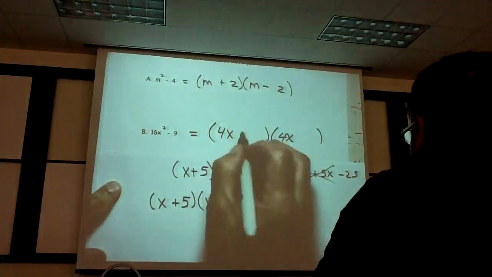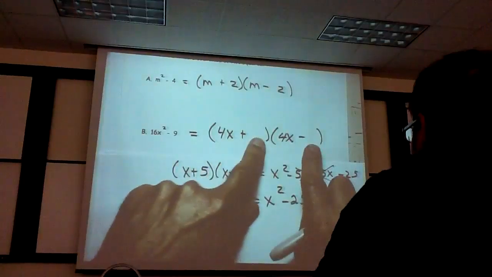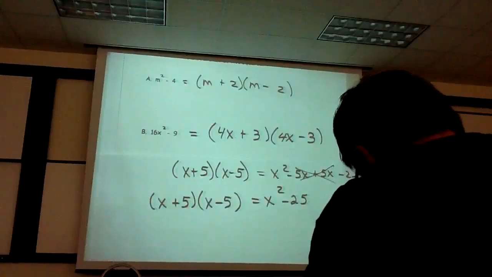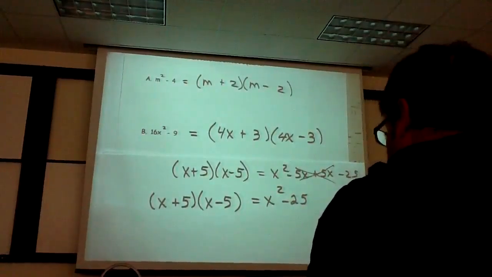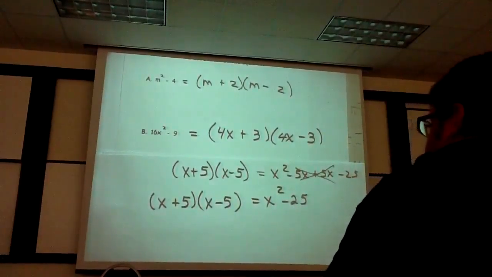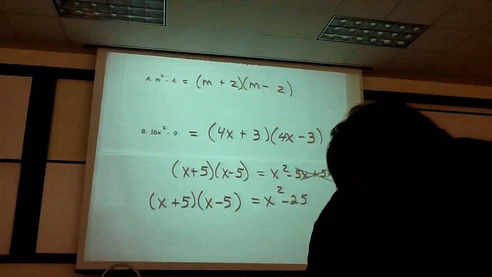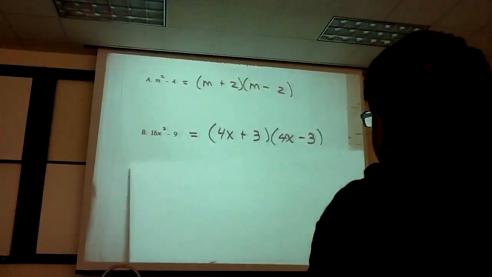Plus and minus. Now what goes in my last spots? 3. Very good. Straightforward difference of two squares. Pretty easy to work with, right? Let's look at another here.